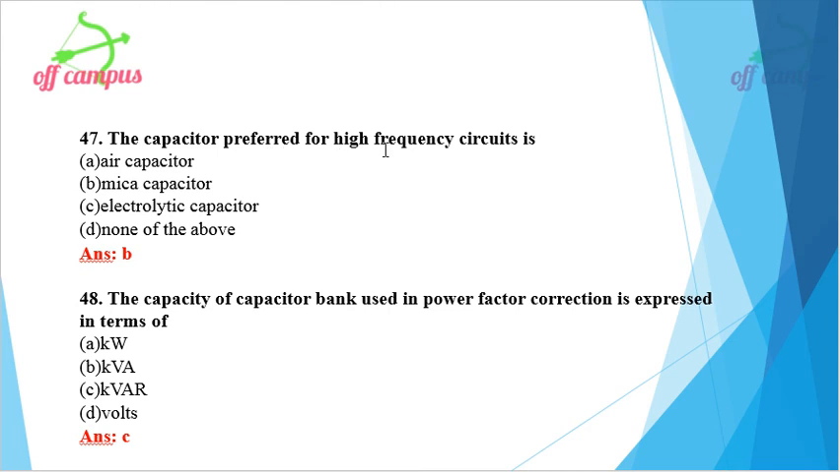The capacitor preferred for high frequency circuits is option B, the mica capacitor. Then, the capacity of a capacitor bank used in power factor correction is expressed in what unit? Kilovolt ampere reactive. kVAR is nothing but kilovolt ampere reactive. Option C is the right option for this problem.